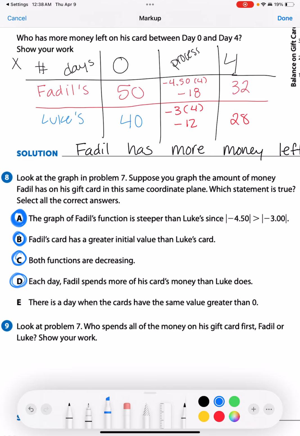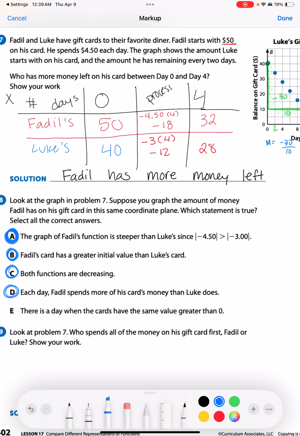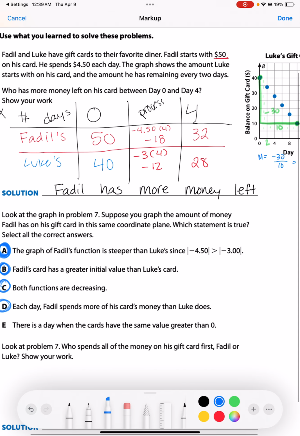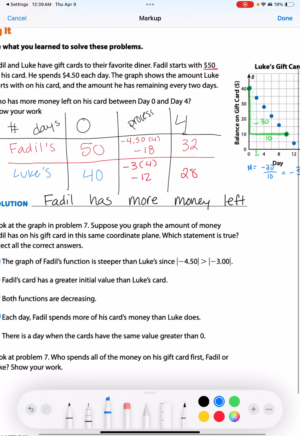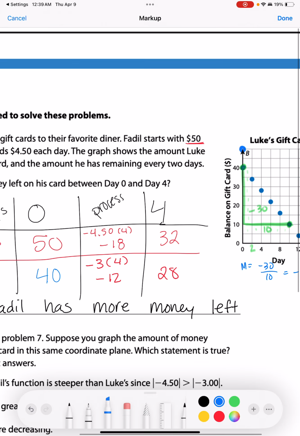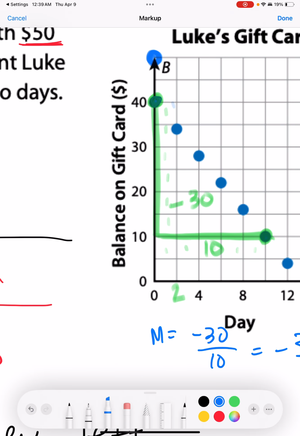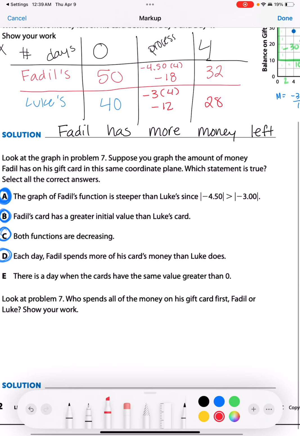And then there is a day when the cards have the same value greater than 0. And then that one would not be correct, right? Because what are these counting by? So here's 50. Fadil is decreasing by 4.50. So every 2 days, it's minus $9. Right? They're never gonna line up. All right.